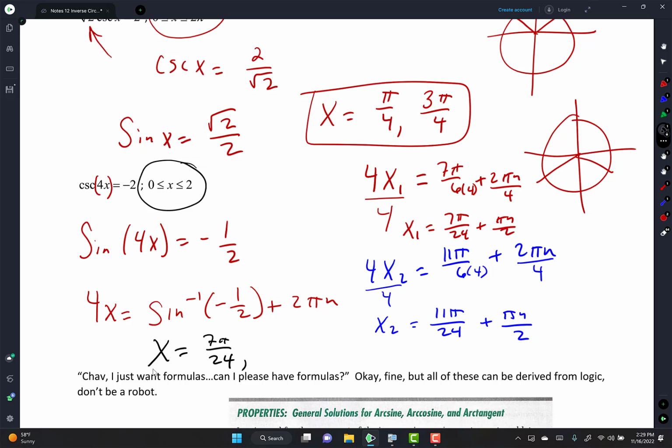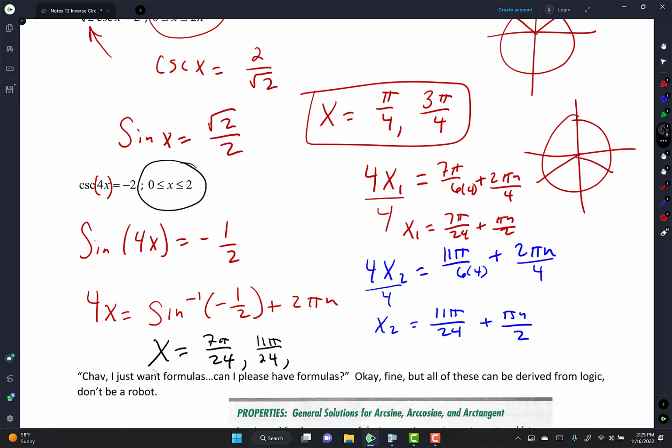21 over 24. Then 11 pi over 24. 11 times 3, that's like 33. 33 divided by 24, that's a number between 1 and 2, between 0 and 2. So 11 pi over 24. Do you see how we did it, guys?